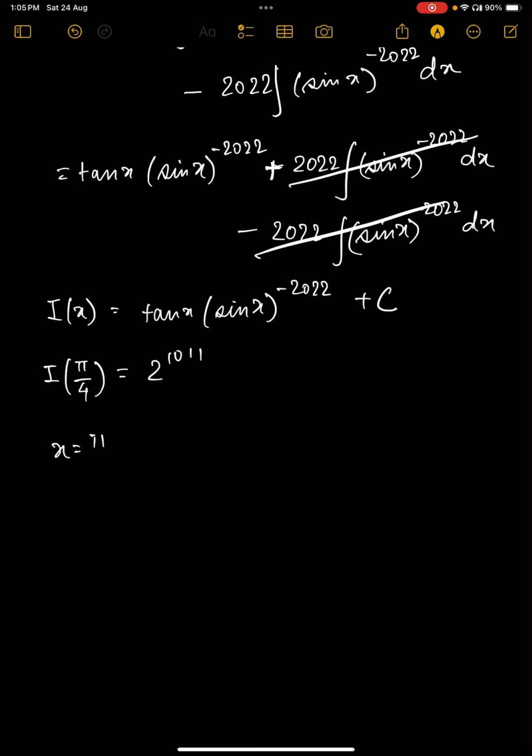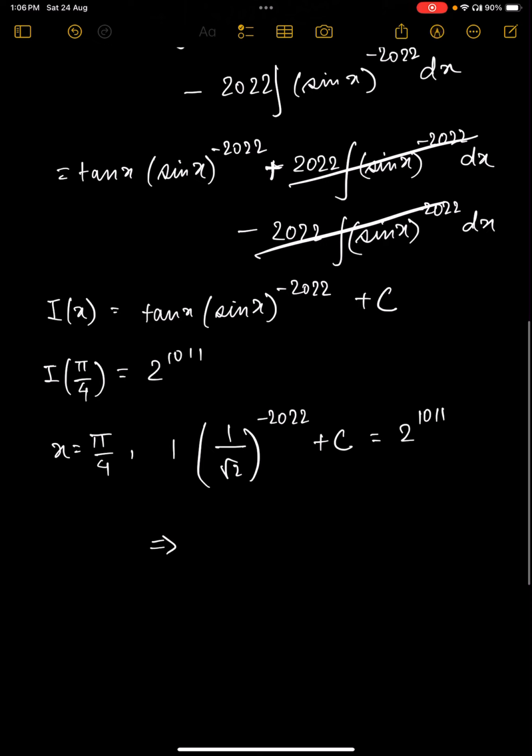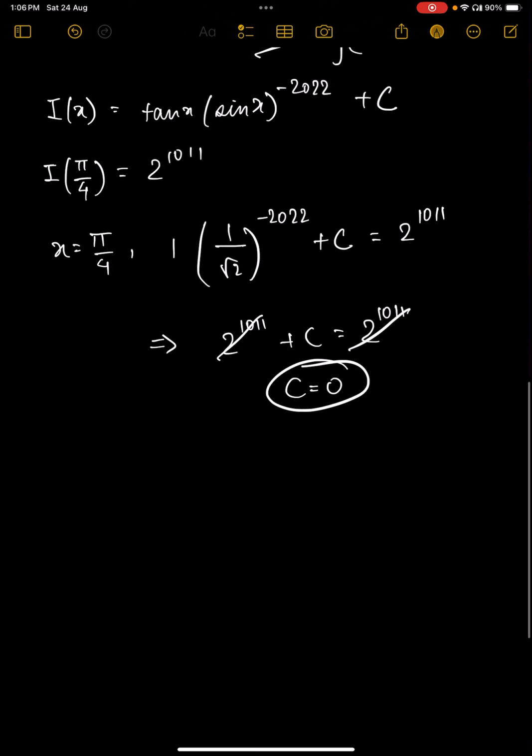So x is equal to pi by 4. If we apply, we get tan of pi by 4 is 1. Sine becomes 1 by root 2, to the power minus 2022, plus c, and this is equal to 2 to the power 1011. This eventually gives me that 2 to the power 1011 plus c is equal to 2 to the power 1011, and they cancel out each other and my integration constant is equal to 0. So we have found out that I of x is nothing but tan x times sine x to the power minus 2022. Correct? Now the question has become very, very easy.